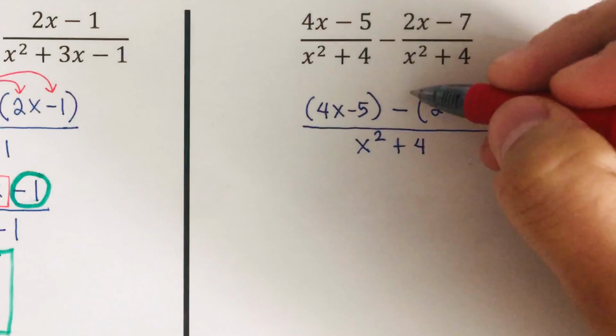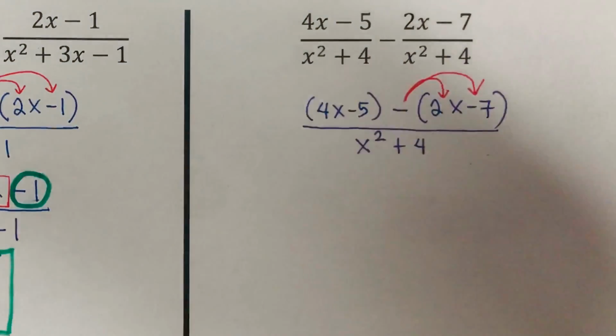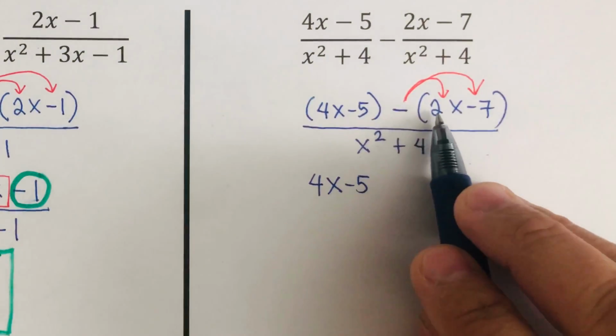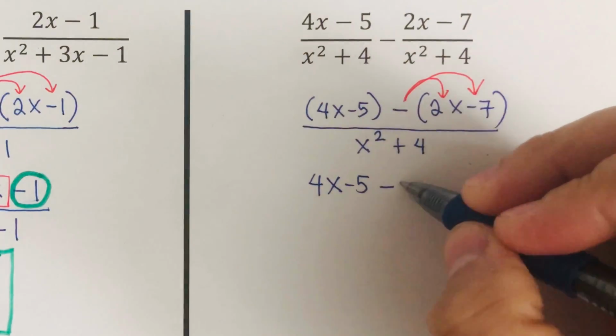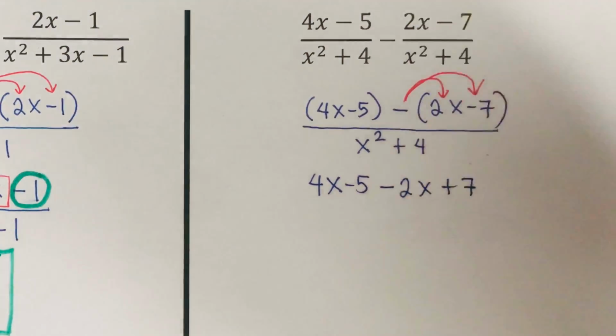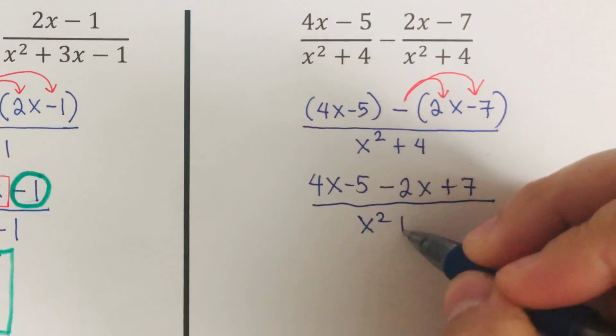Then we distribute the negative to both terms inside the parentheses. So this would come out 4x minus 5. Negative times a positive 2x is a negative 2x. Negative times a negative is a positive 7. Then that is over their common denominator, x squared plus 4.